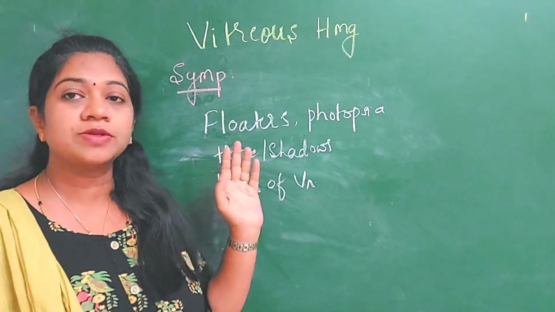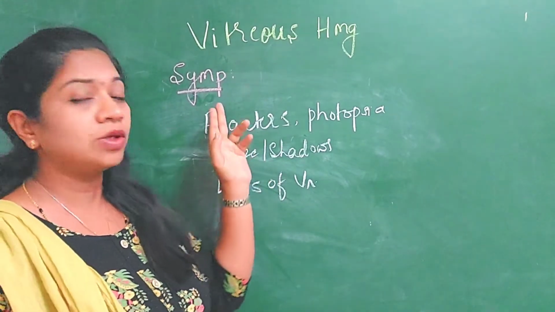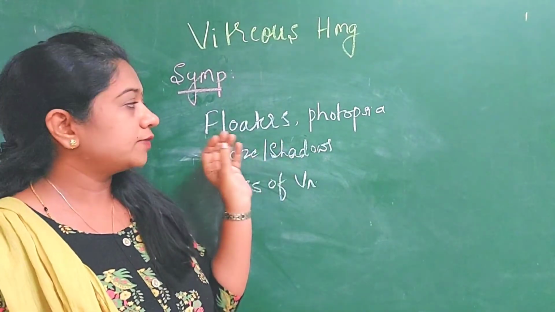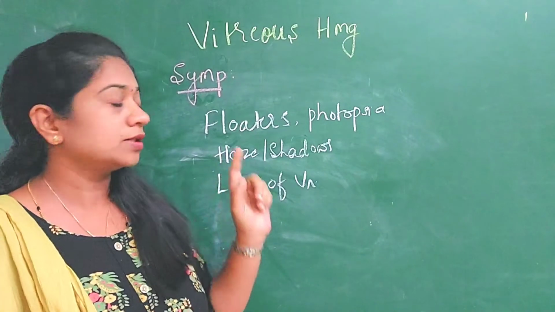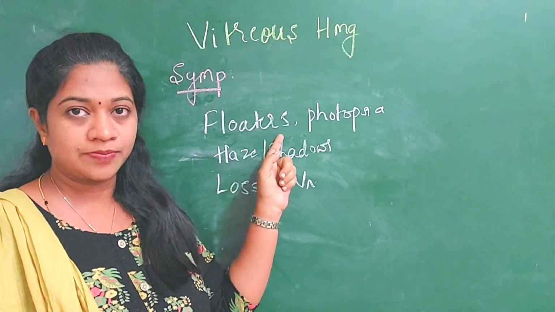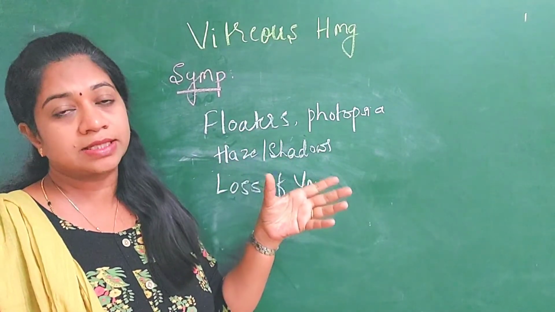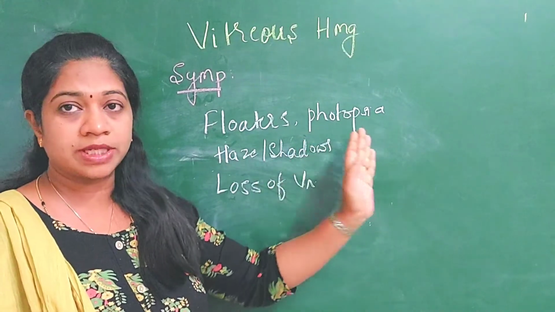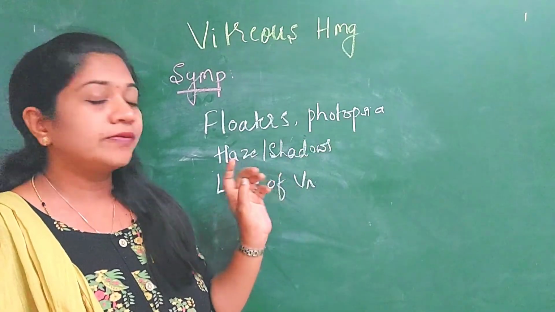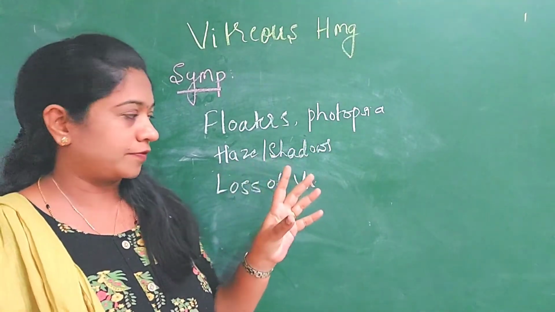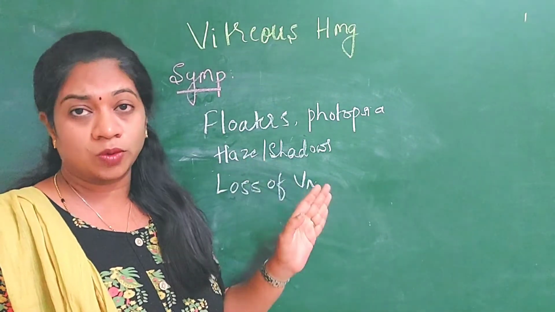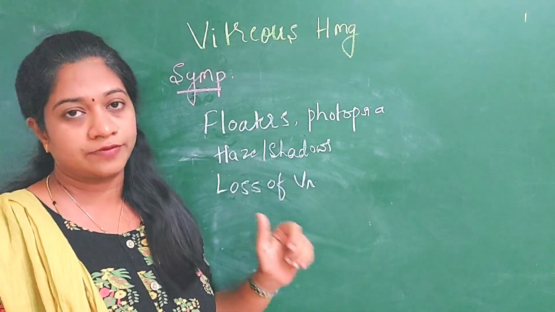So what are the symptoms of vitreous hemorrhage? That depends upon the amount of vitreous hemorrhage. If the vitreous hemorrhage is very small, then the patient will experience floaters, and if there is a pull on the retina and that is leading to vitreous hemorrhage, then the patient may experience photopsia, and there can even be a haze or shadow in the visual field. If the vitreous hemorrhage is more, then there is sudden loss of vision.